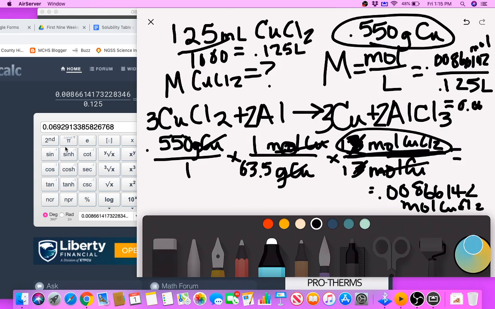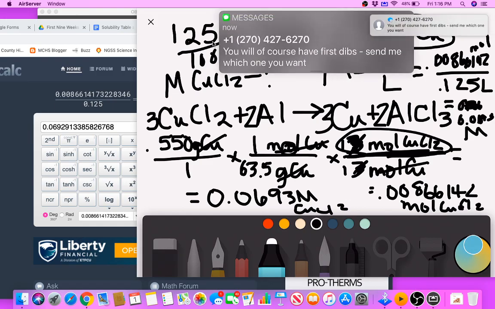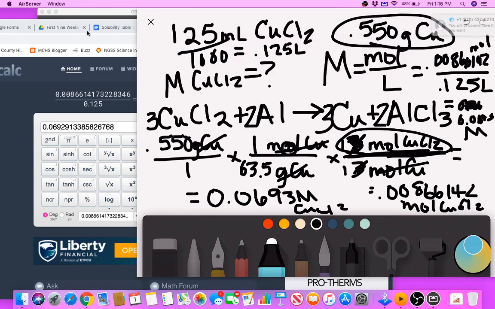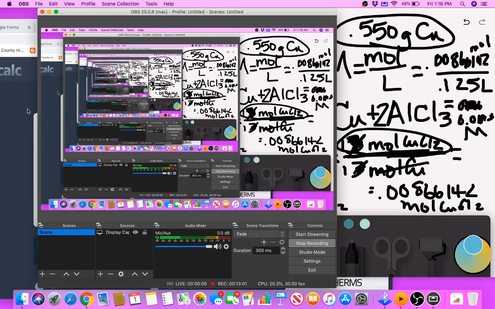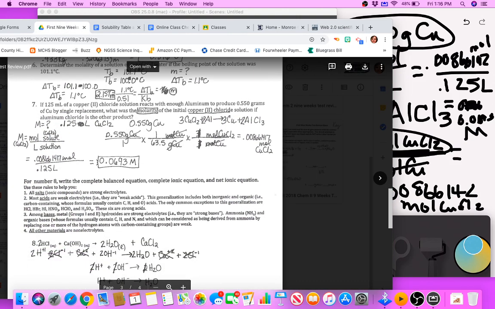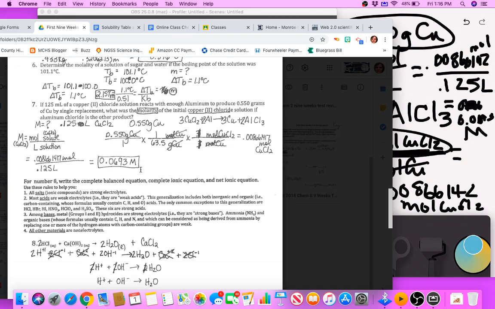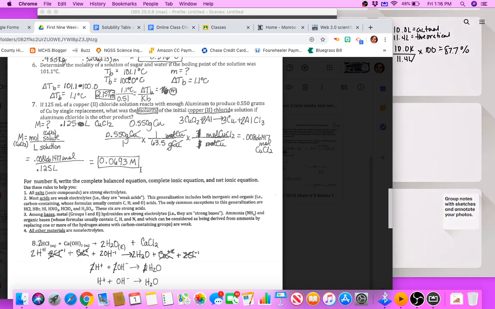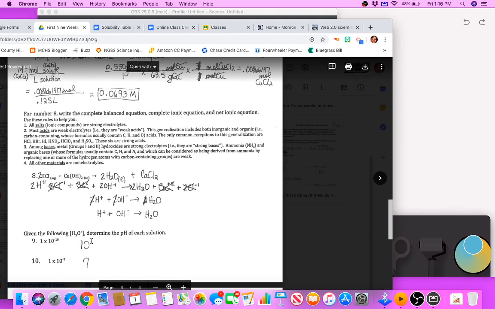So my answer here is 0.0693 molar copper 2 chloride. Okay? And now let's go back to our answers and see if that's what we got. Right here, 0.0693 molar. So awesome. All right, going on down now.